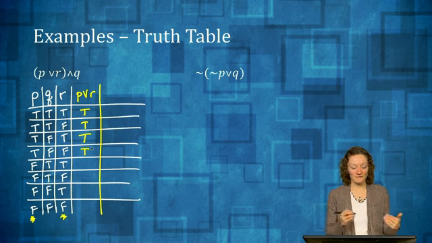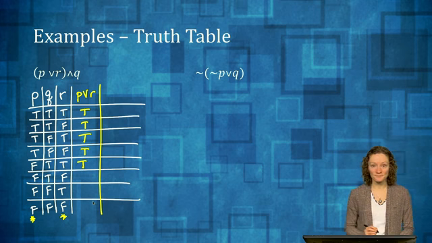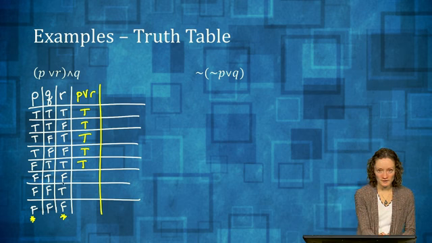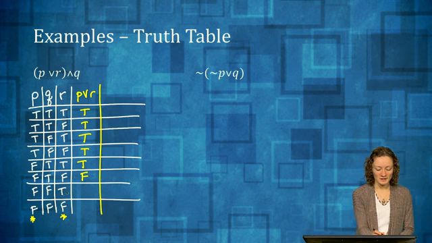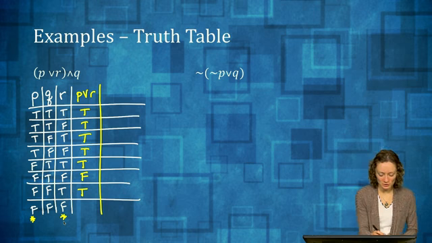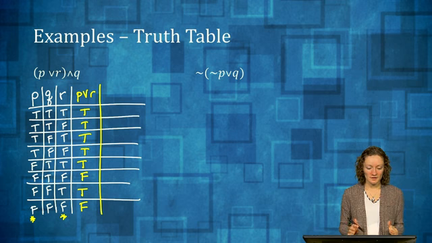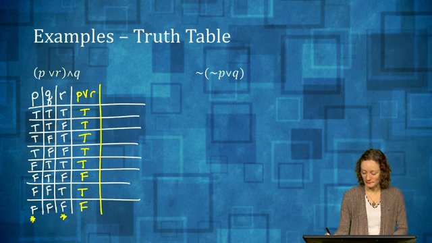Fifth scenario, false or true. Remember, we're looking at P and R, not Q. We don't care about that. False or true. There's at least one true, so it's true. Sixth scenario, we have false or false. There's not at least one true, so it's false. Seventh scenario, false or true. There's at least one true, so it's true. And the eighth, false or false. We don't have at least one true, so it's false. That's just to get the parentheses. We needed that column to be able to pull it together with Q and ultimately get the whole thing.